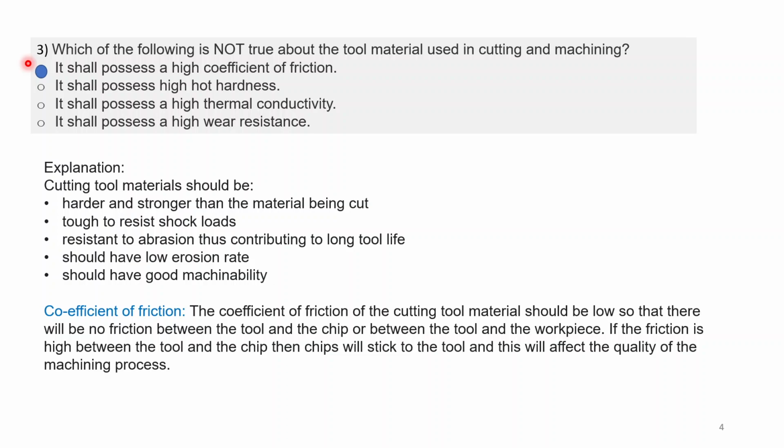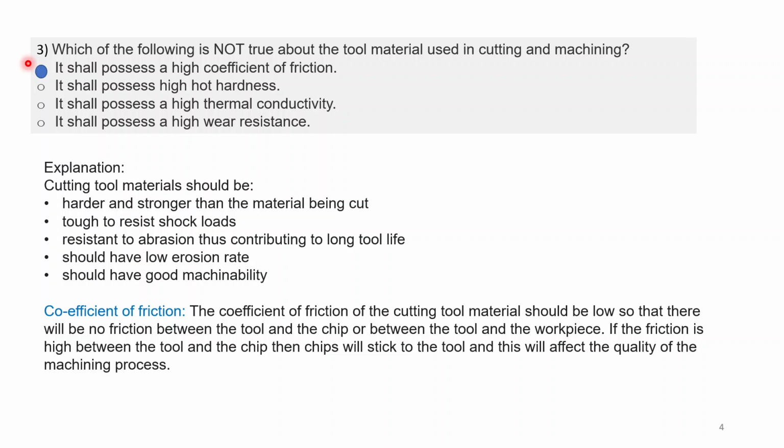It should also have low erosion and corrosion rates, and it should also have good machinability, so that you can machine it in the form of a tool. If it's very brittle, then it might lead to poor machinability.